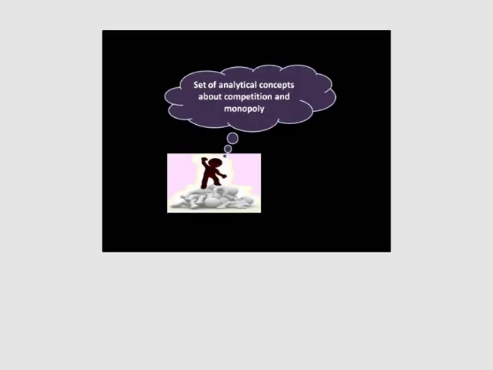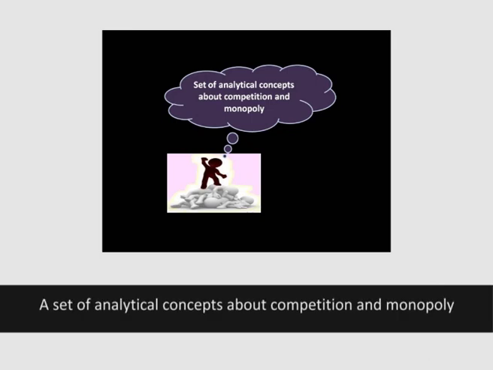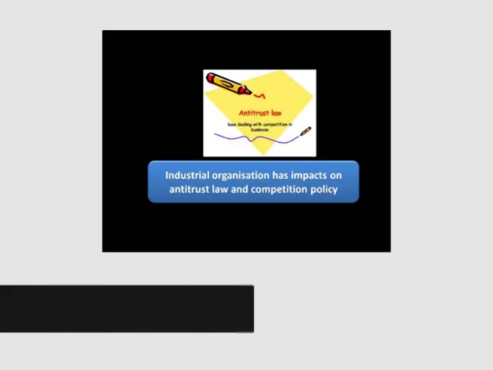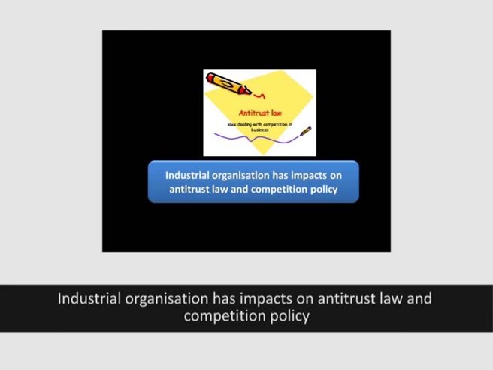Let us consider a different approach to studying this subject. There is a theoretical side and a practical side to it. According to a textbook, on one plane the field is abstract, a set of analytical concepts about competition and monopoly. On a second plane, the topic is about real markets, teeming with the excitement and drama of struggles among real firms. We can also see that this tool is used in other branches of microeconomics such as behavioral economics and corporate finance. Industrial organization has also had significant practical impacts on antitrust law and competition policy.